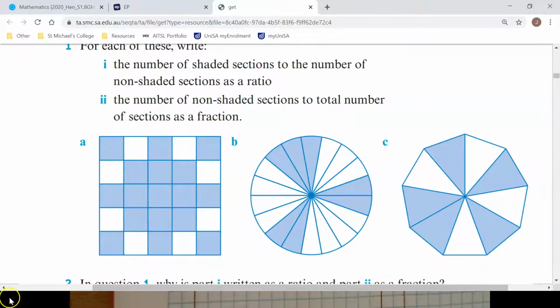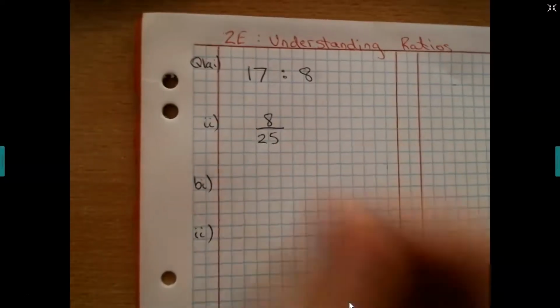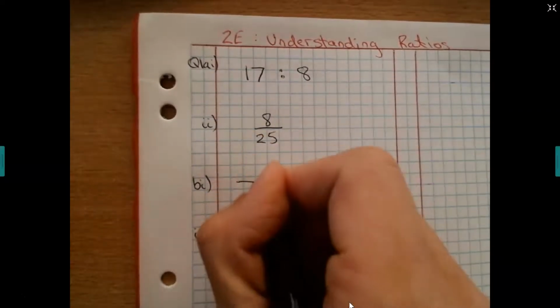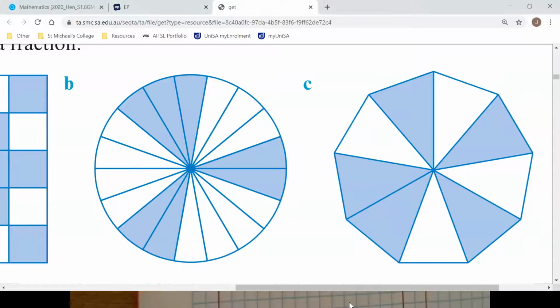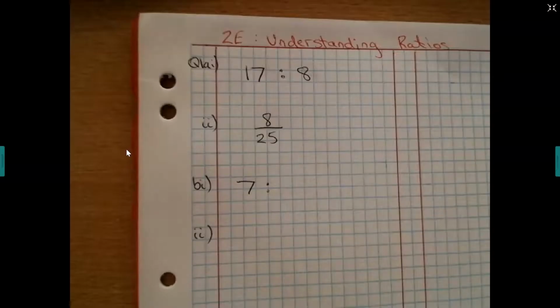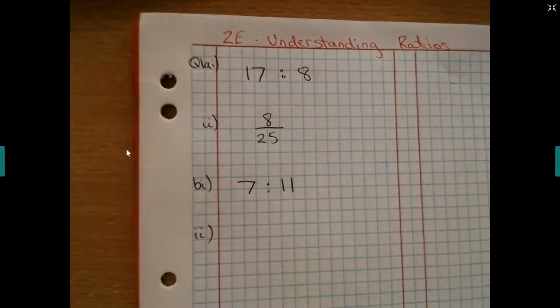I'll pause the recording. So in part B, again, we're doing shaded to non-shaded as a ratio. So we've got 1, 2, 3, 4, 5, 6, 7 shaded. So 7 will go on the left-hand side of the ratio, colon. And then how many non-shadeds do I have? 3 plus 4 is 7, plus another 4 is 11. So you should have had 7 to 11 as your ratio of shaded to non-shaded.